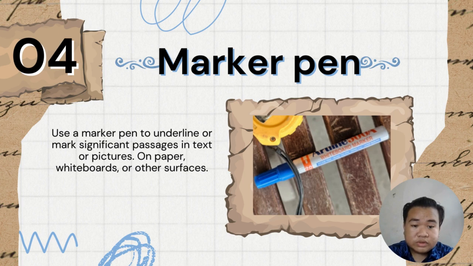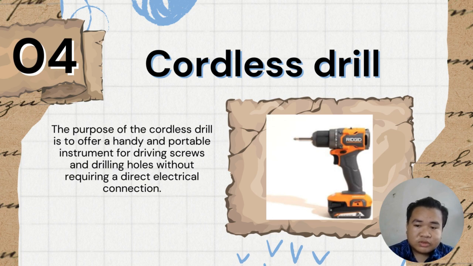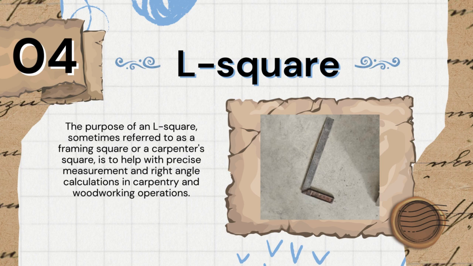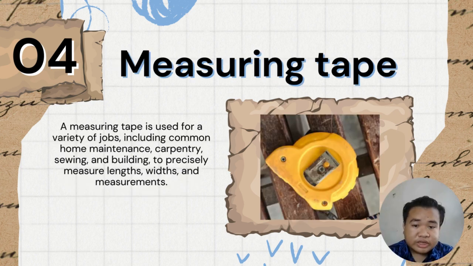The marker is used to mark the measurements that are needed for each roof truss on each C channel. Drills are used to drive the self-drilling screws. The measuring tape is used to measure the length of each C channel that needs to be used.